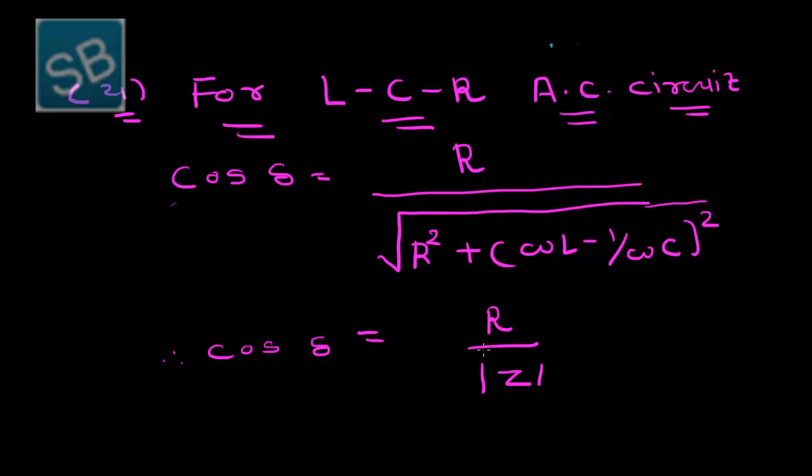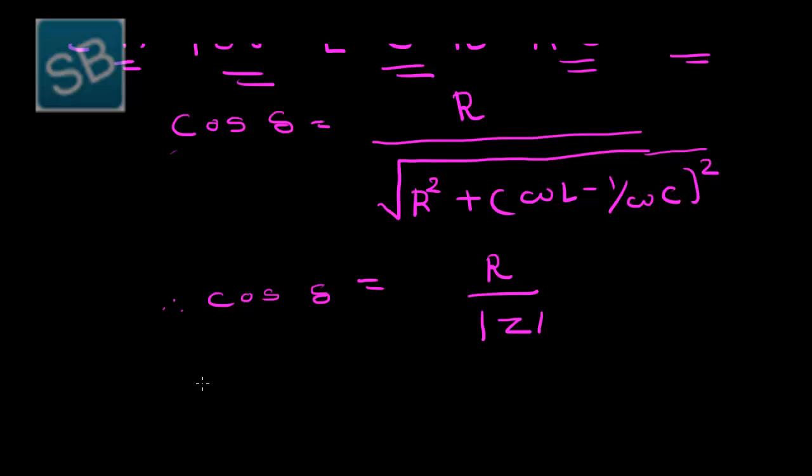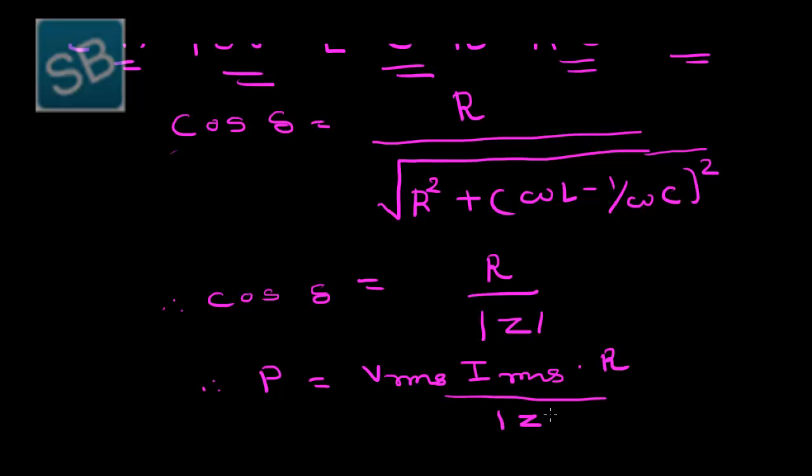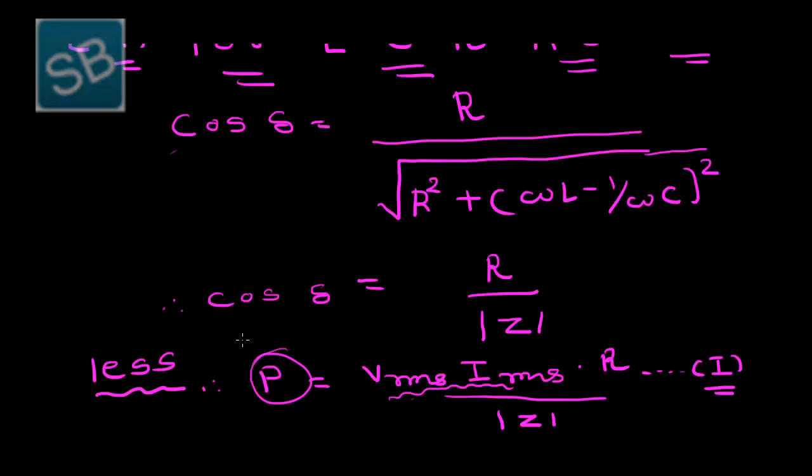So, substituting this value of cos delta, our equation for the power is P equal to Vrms Irms into R divided by mod Z. So, this is the result number 1, which is very important for the circuit containing all the components. But here you should remember that the power will be much lesser, because this is the actual power which we have got in the form of the circuit with only a resistor, and here it is divided by the impedance value mod Z, and so due to this reason the power value in this equation will be less.